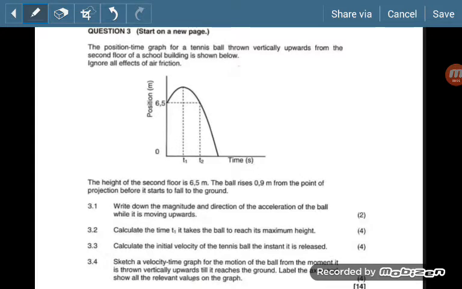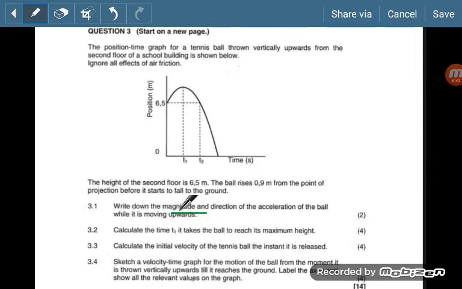Then question 3.1. I suggest at this point you pause the video, then you can attempt the question yourself. Right, 3.1. Write down the magnitude and direction of the acceleration of the ball while it is moving upwards. This is a question that examiners like to ask, and it is very common, but it has a simple solution. As long as an object is a projectile or is in free fall, that means it's in motion due to the force of gravity only, and the acceleration of that object is always 9.8 meters per second squared downwards.